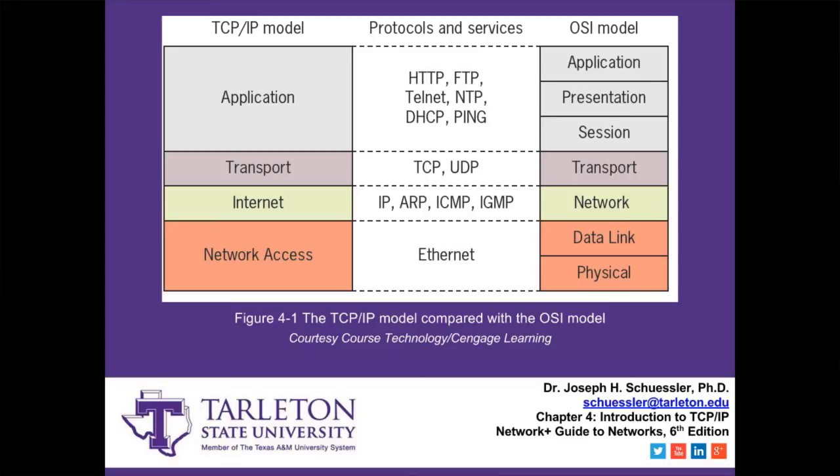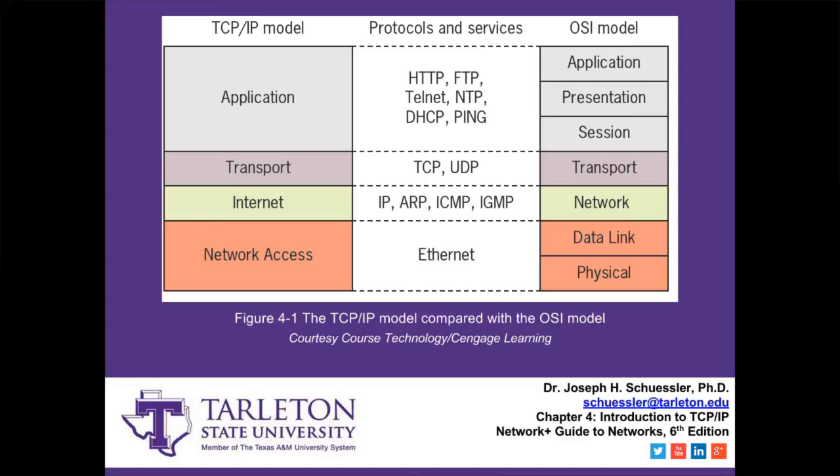The transport layer is pretty much the same. The internet layer in the TCP/IP model is pretty much the same as the network layer in the OSI model. And then the TCP/IP model combines the data link and physical layers of the OSI model to represent the network access layer in the TCP/IP model. And you can see some of the protocols and services that are offered in each one of those different layers.